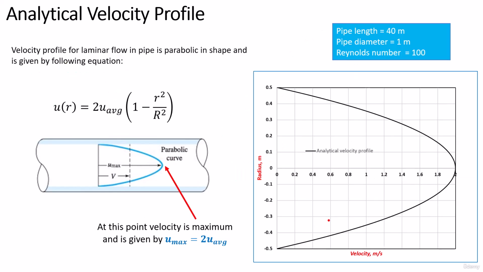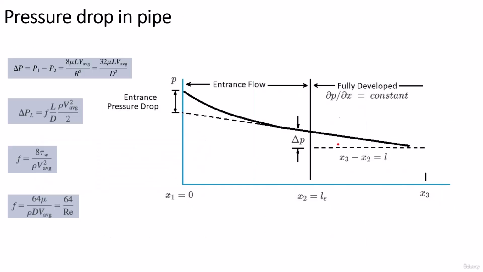Now the analytical velocity profile for this pipe: the pipe length is 40 meters, the diameter is 1 meter, and the Reynolds number is 100. I plotted this equation in Excel. It covers both sides, from 0 to R on the top side and 0 to R on the bottom side. This is the velocity profile that we are going to compare with our CFD.